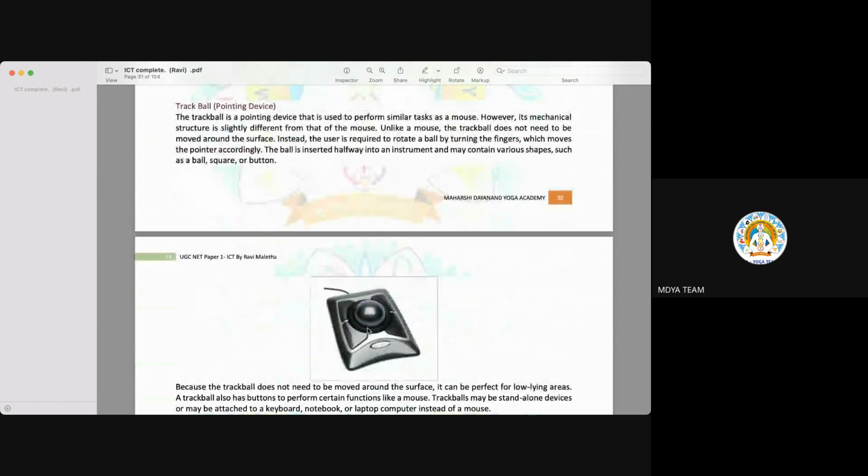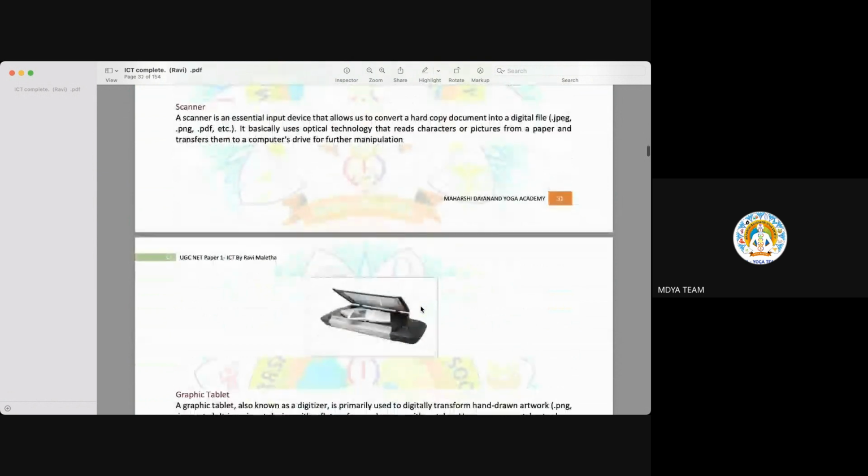Then trackballs. Trackball is again a pointing device. It has a ball within, and its mechanical structure is like this. It is slightly different from that of a mouse, because it doesn't need to be moved around the surface. You have to just rotate the ball by turning the fingers, which moves the pointer accordingly. So that way, you can point the cursor, you can control the cursor and insert the input, whatever you want to access.